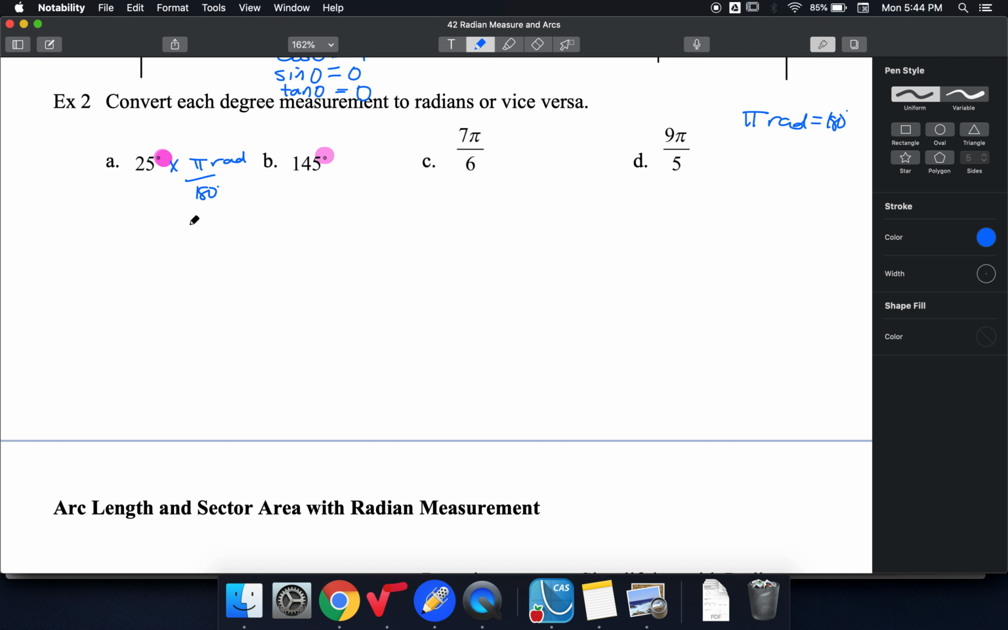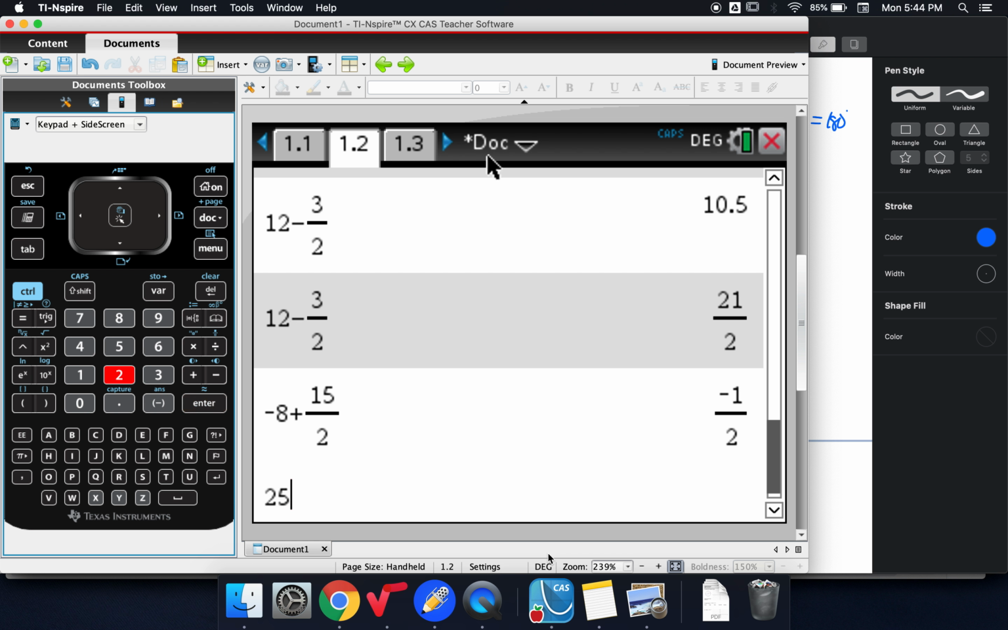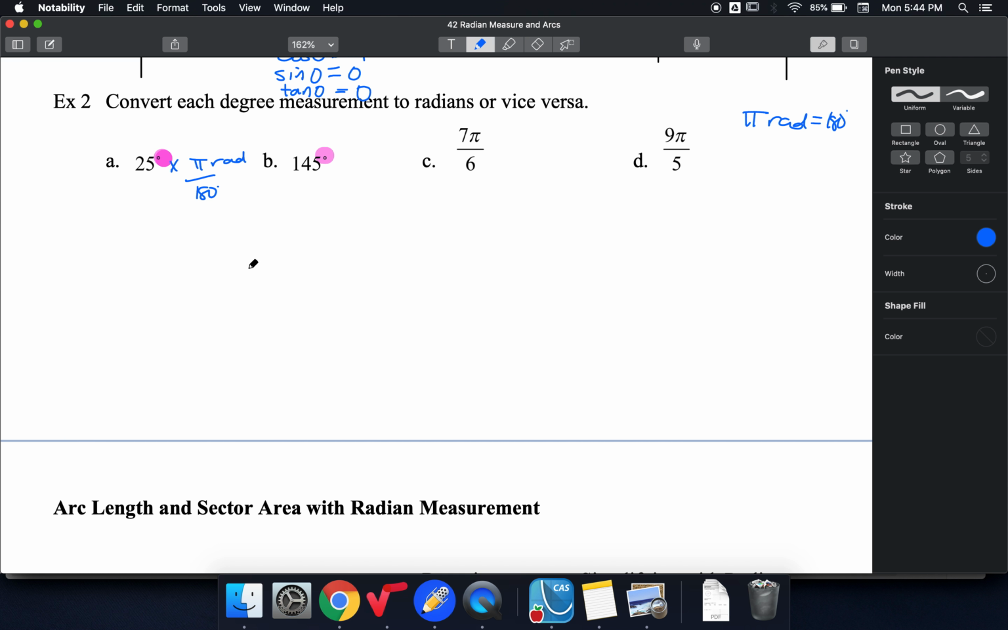So I'll leave you to simplify that yourself. You can put it in your calculator. We like to leave things exact, so really I'm just wanting to simplify the 25 over 180. So I know I said I'll leave it to you, but I'm going to do it. So we get 5 pi over 36 radians.